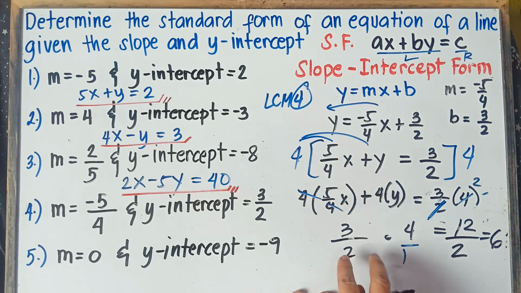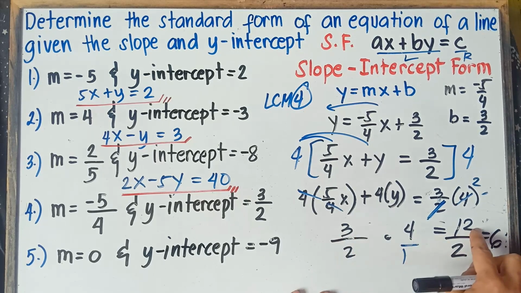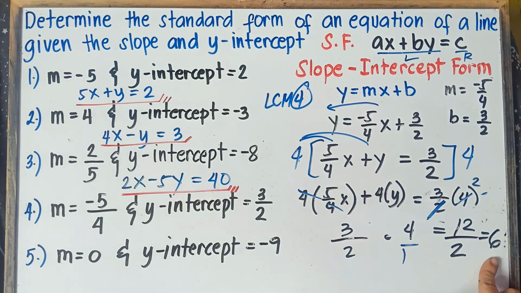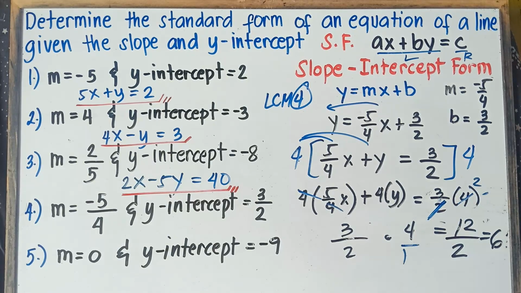If you're confused, class, you can do this one. So 3 times 4 is 12. 2 times 1 is 2. 12 divided by 2, that would be equal to 6. Okay, I hope you're not confused with this one, class.